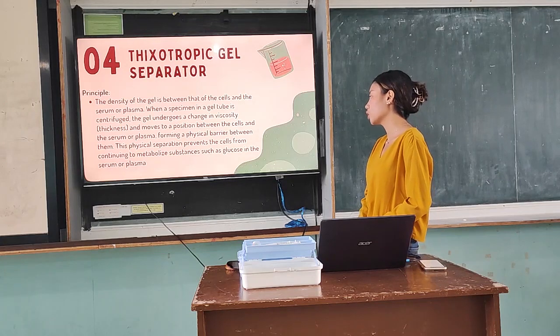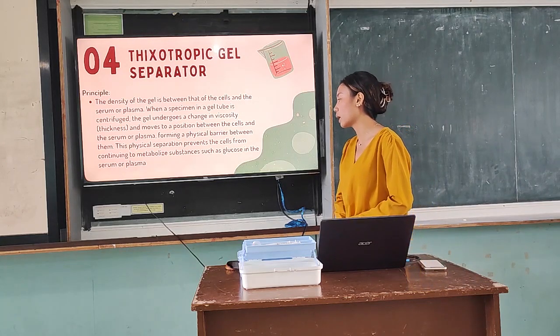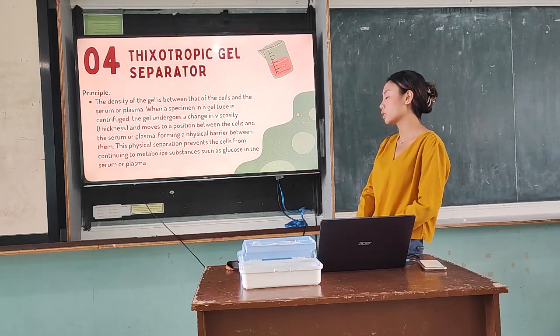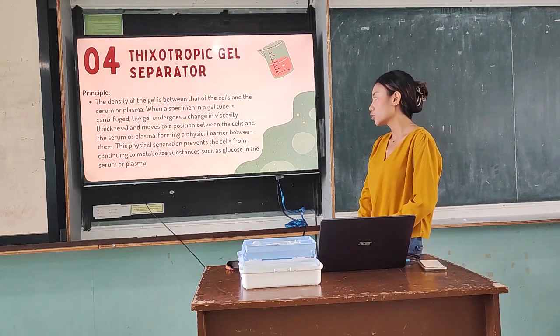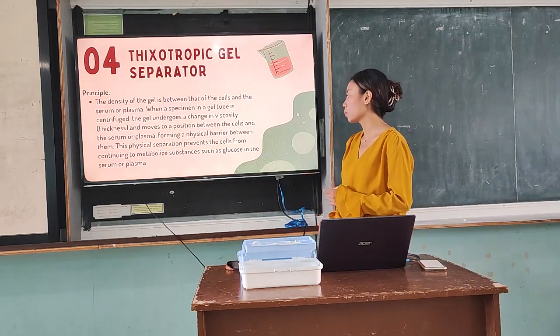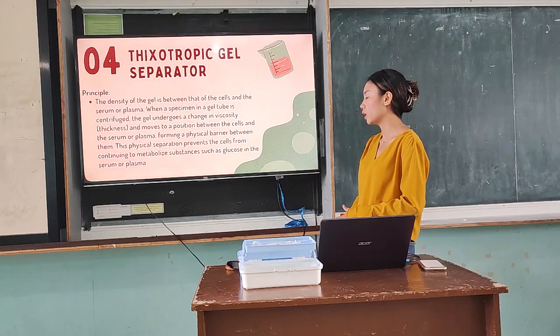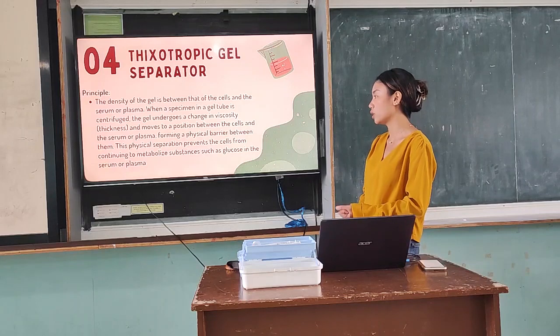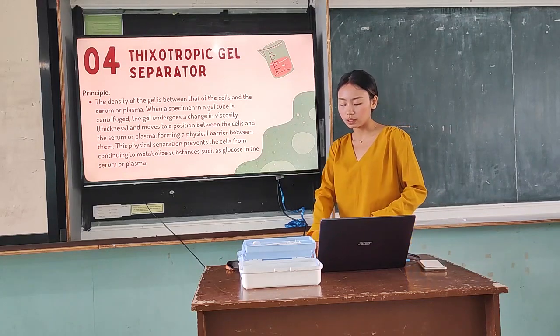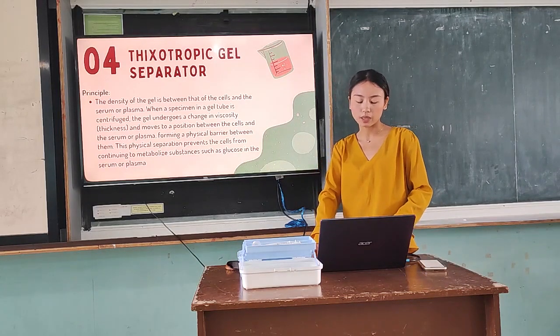This physical separation prevents the cells from continuing to metabolize substances such as glucose in the serum or plasma. So yung separation of this would interfere natin, for example, kanina yung sa glycolysis. So it is important din na we have to centrifuge our specimens.